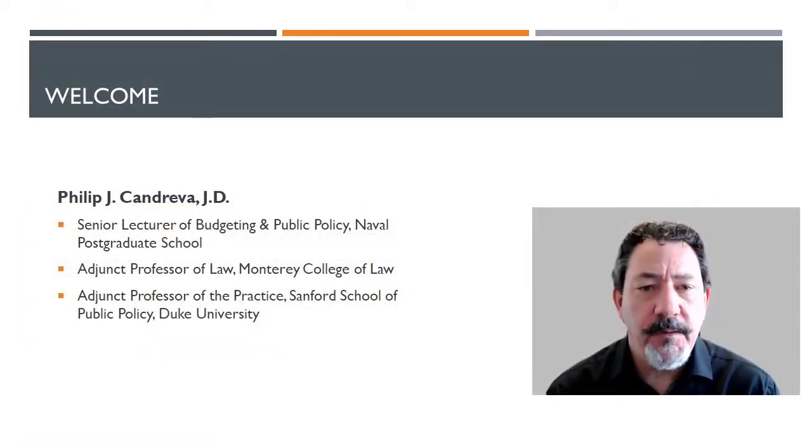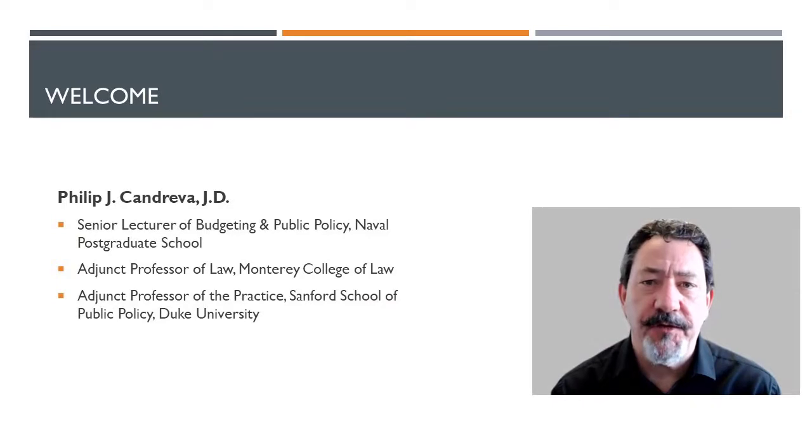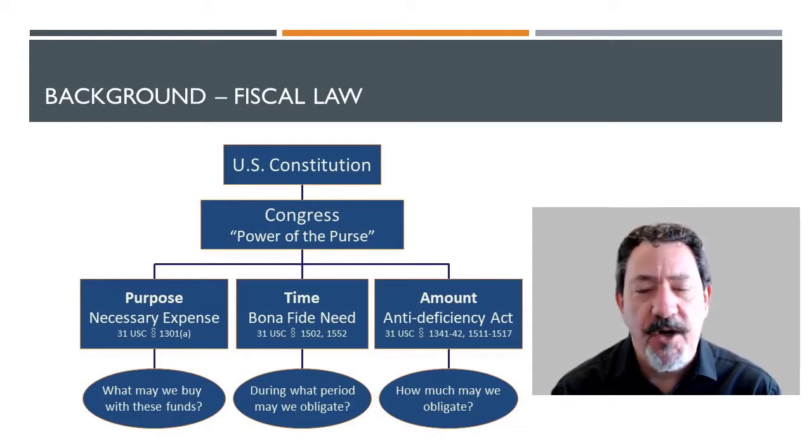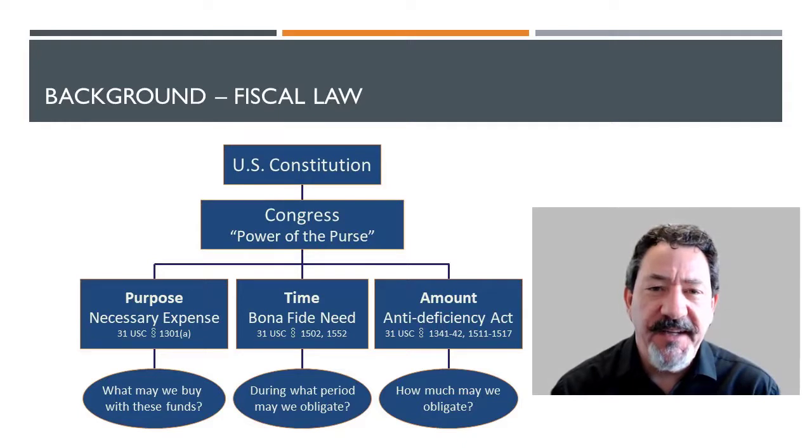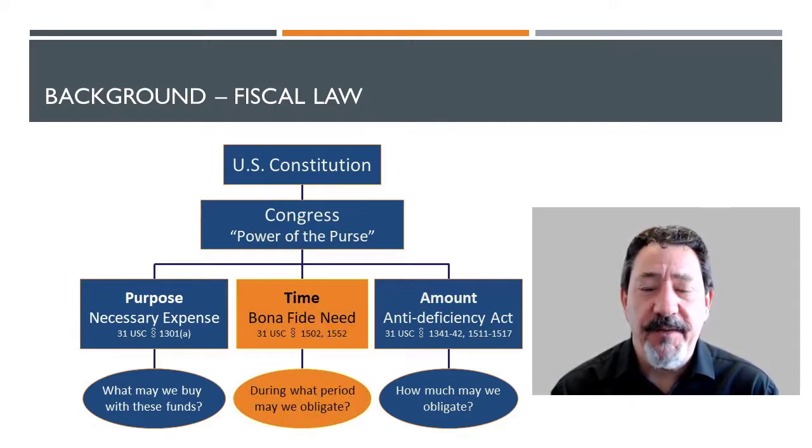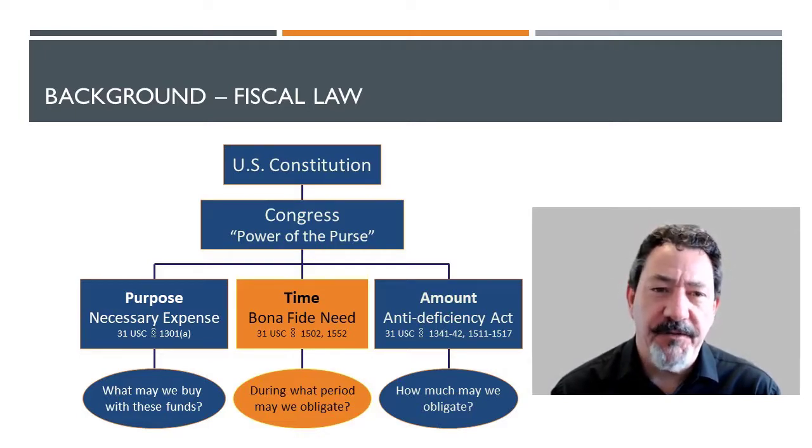Hello, and welcome to part three of this four-part series on federal fiscal or appropriations law. In the first part, we discussed what appropriations were in general, provided some background on Congress's power of the purse, and introduced the legal framework of purpose, time, and amount. And in video two, we covered the purpose dimension. Here, we're going to talk about the time dimension associated with appropriations.